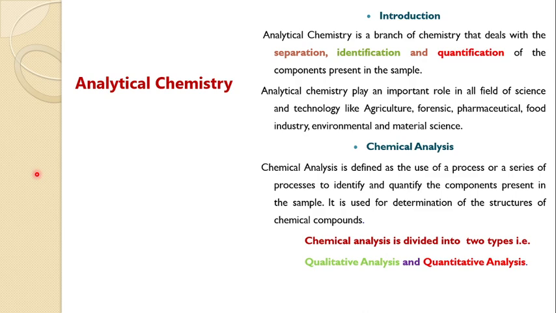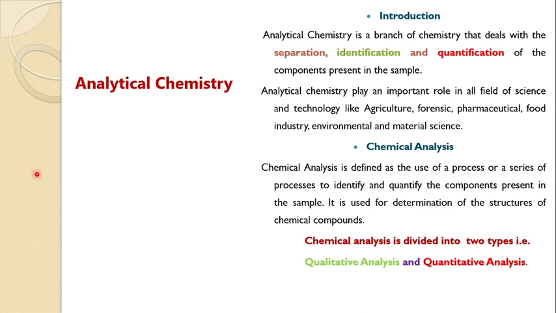The role of analytical chemistry is important in all fields of science and technology like agriculture, forensic, pharmaceutical, food industries, environmental, and material science. If you look at pharmaceuticals, the production of any tablets goes through some analysis before it reaches the market, and that analysis is done on the basis of qualitative and quantitative analysis. That is part of analytical chemistry.